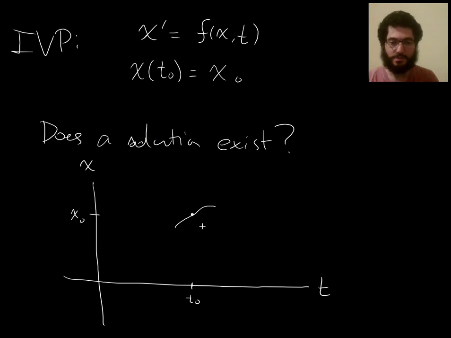So the question is, given this little starting dot here, is there a way to extend a line through this dot so that it's the graph of a function that satisfies the differential equation, x prime equals whatever is over here? So that is the question. And here is the answer.